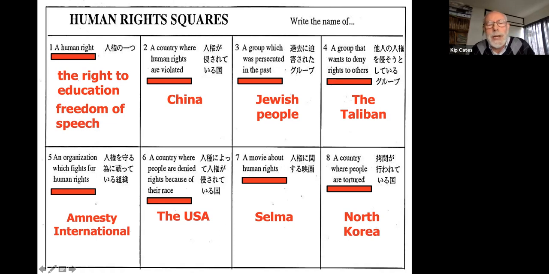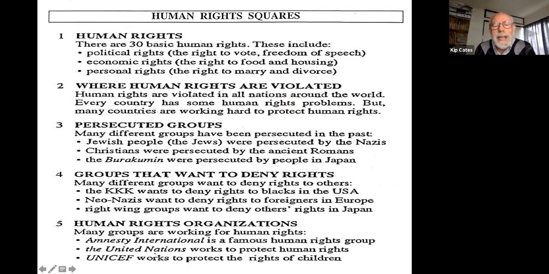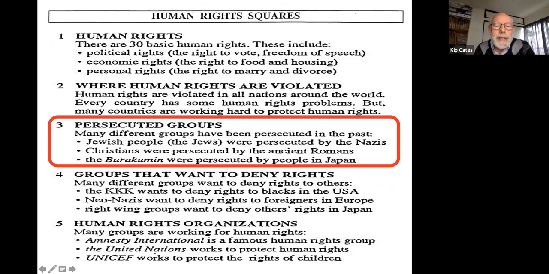And from there, you can go and say, well, you've got some great ideas. As a teacher, I prepared my own ideas. Here they are. So I have a handout saying for these 20 different squares, here are some of my suggestions. For example, maybe number 3, give an example of a persecuted group. My handout would say Jewish people were persecuted by the Nazis. Christians were persecuted by the ancient Romans. The Burakumin were persecuted by people in Japan, giving students maybe some more information.